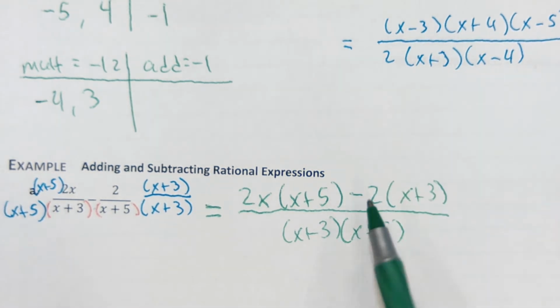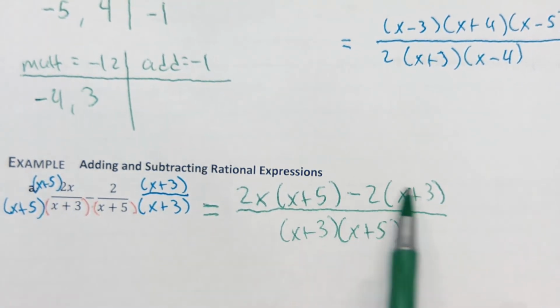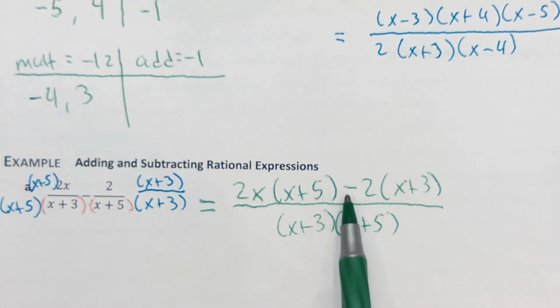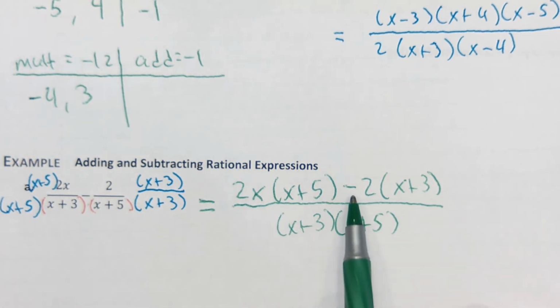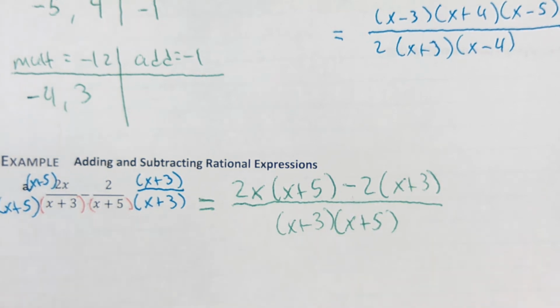Oh, Mr. M, can't I just cancel out these x plus 3s and these x plus 5s? No, you can't. But why? Because these two terms are not separated by multiplication. You can only cancel from the top and the bottom when things are separated by multiplication. This negative sign right here stops you from doing any kind of canceling. So what do we do? You distribute on top and combine like terms.